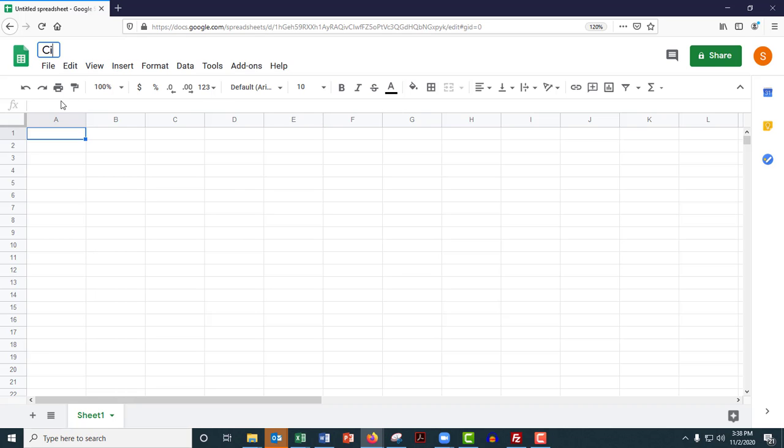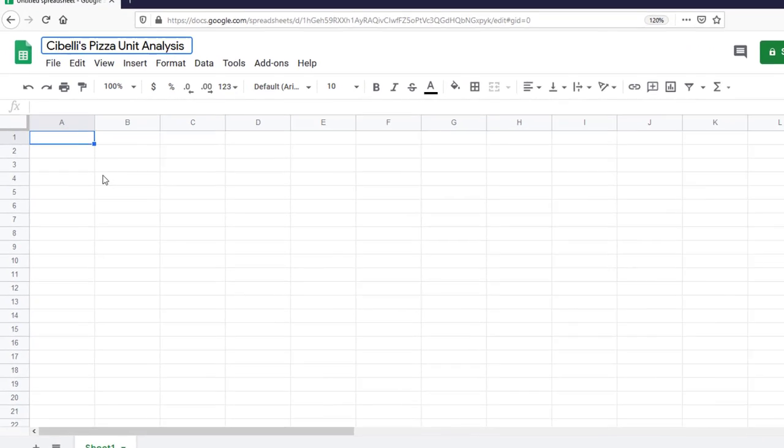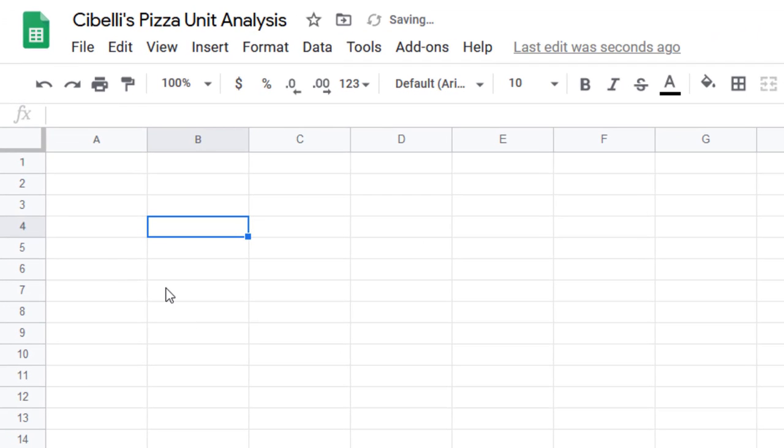This is Sabelli's pizza unit analysis. There we go. I spelled that wrong. Analysis. There we go. Okay. So I think what I'm going to do is I'm just going to label down the side. I just randomly stopped at B4. We'll call this small, medium, large, and giant. And I'll do it all caps like they do.